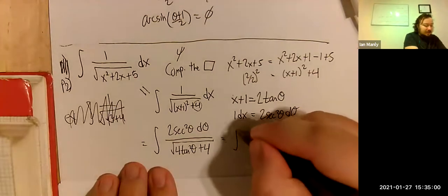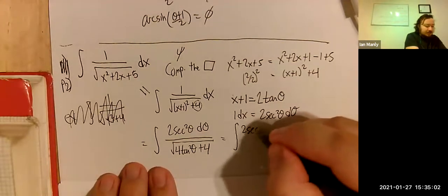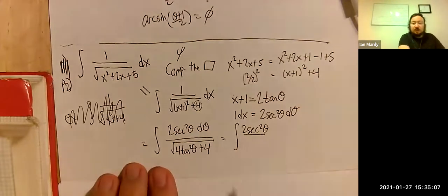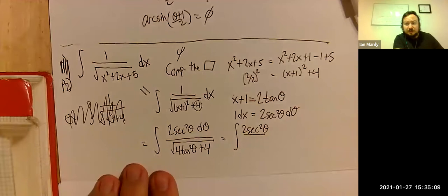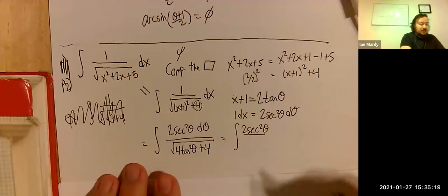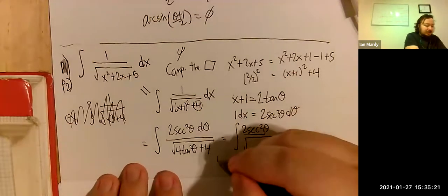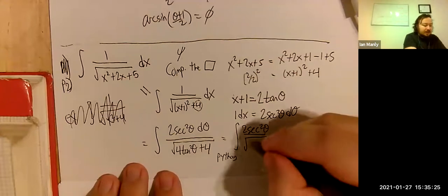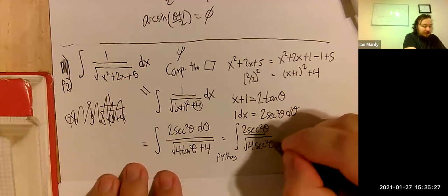All right, now let's get to the main point of all of this. 4 tangent squared plus 4 is equal to what? What's 4 tangent squared plus 4? 4 secant squared. That's right. So here we use the Pythagorean identity connecting tangent to secant. We have 4 secant squared of theta.